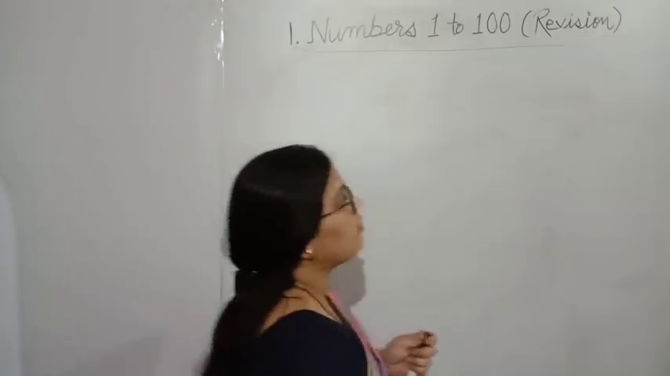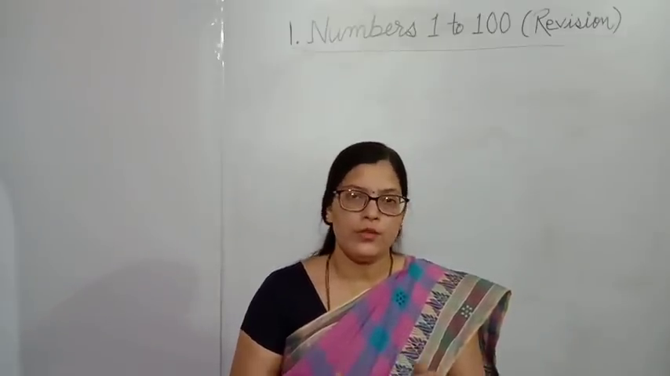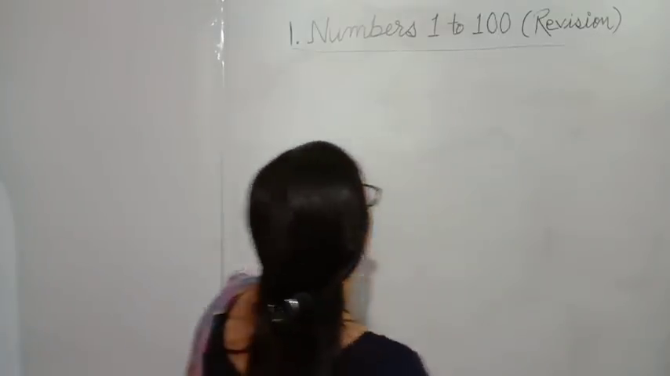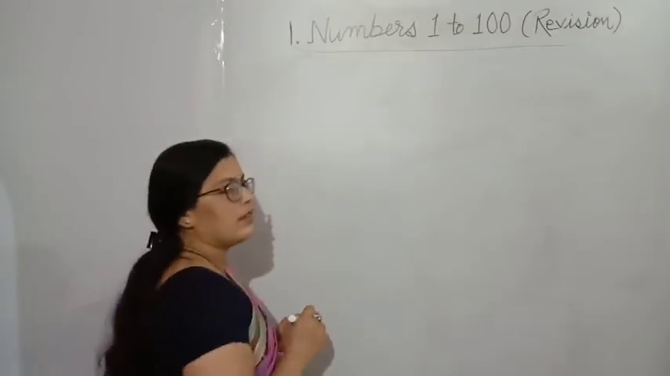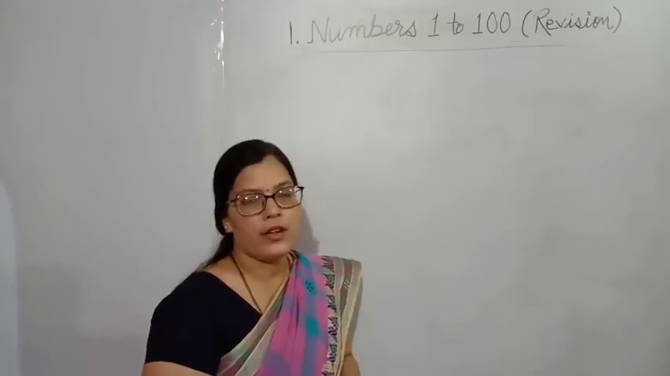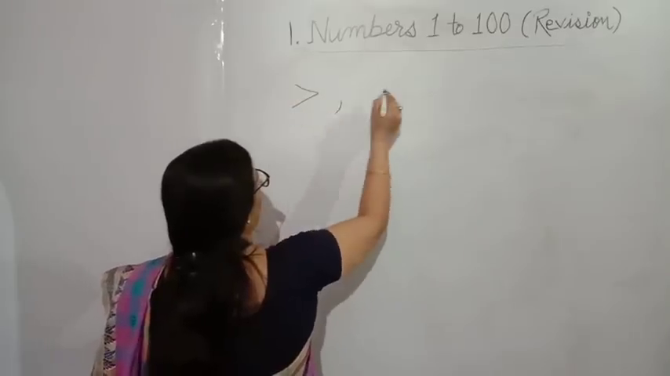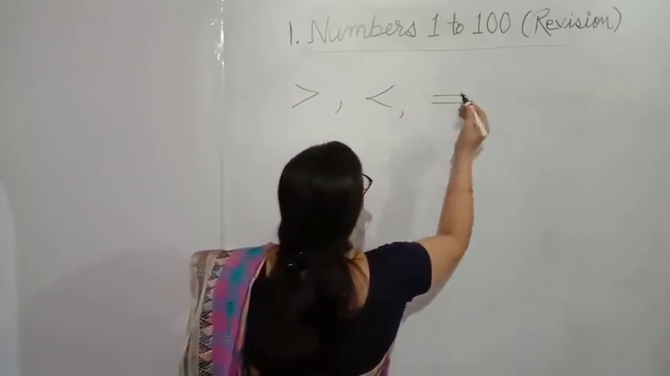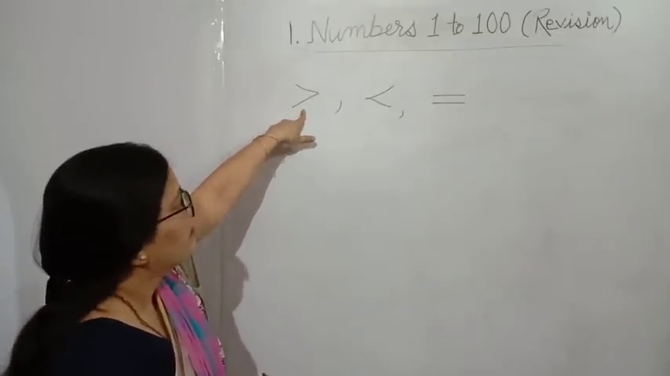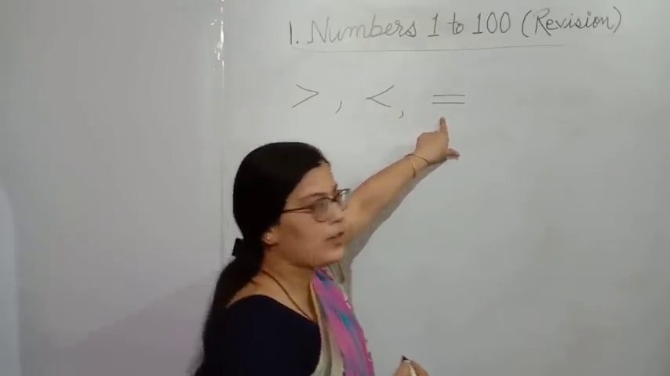Okay, so now we have learned how to compare numbers, how to find out between two numbers which one is smaller and which one is bigger. Now we'll learn how to use the signs of greater than, smaller than and equal to. See here, this is the sign of greater than, this is the sign of smaller than, and this is the equal to sign.